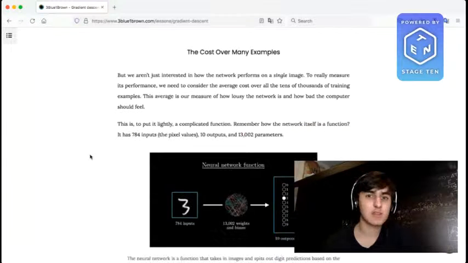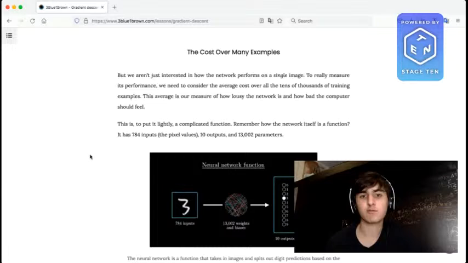The cost over many examples. But we aren't just interested in how the network performs on a single image. To really measure its performance, we need to consider the average cost over all the tens of thousands of training examples. This average is our measure of how lousy the network is and how bad the computer should feel.